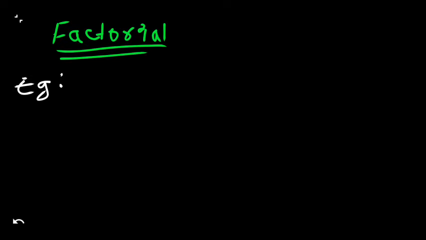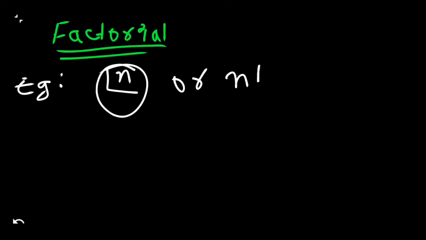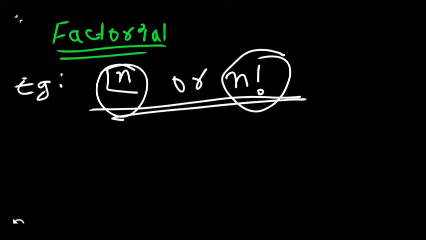Let's first show you how we represent a factorial. Let's say n is any number, so factorial n will be represented by a bracket-like symbol before the number, or there's another expression, which is n followed by an exclamation mark. So these are the two ways in which we can represent factorial.